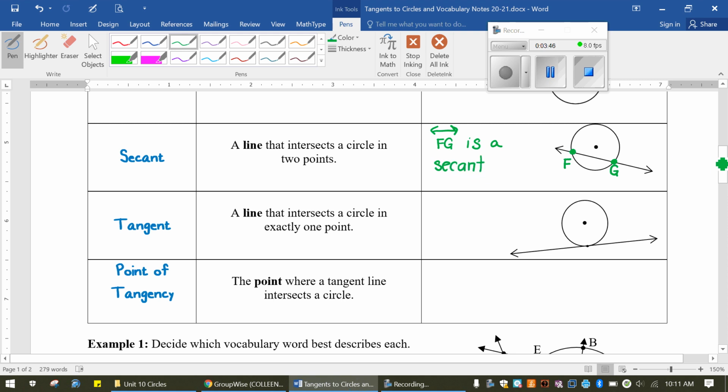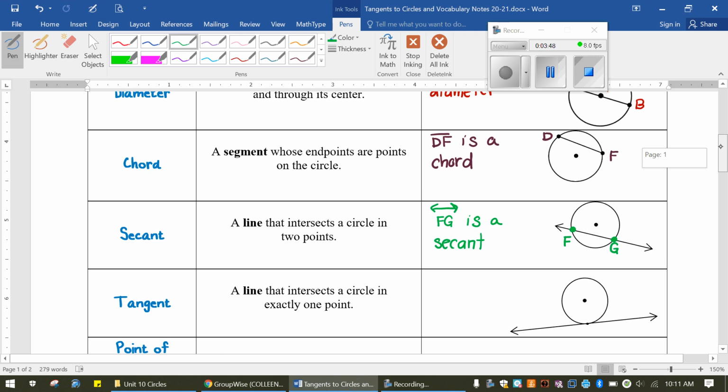Okay, I just want to point out the difference between the chord, with endpoints, that also has 2 points on the circle, but there's no arrows. And the secant extends beyond the circle, having arrows. So a chord is no arrows, that's a segment, and a secant is a line with arrows, both hitting the circle twice. Then we've got the tangent.